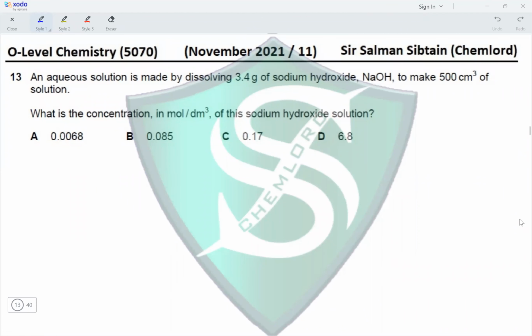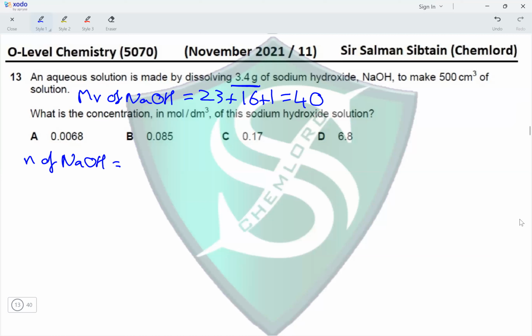Question 13. An aqueous solution is made by dissolving 3.4 grams of sodium hydroxide to make 500 cm cube of the solution. What is the concentration in mole per dm cube of this sodium hydroxide solution? Okay, so the mass given to us is 3.4 grams. The Mr of sodium hydroxide would be 23 plus 16 plus 1, which is 40. So the first thing we need to do is calculate moles of NaOH, which would be 3.4 grams divided by 40.